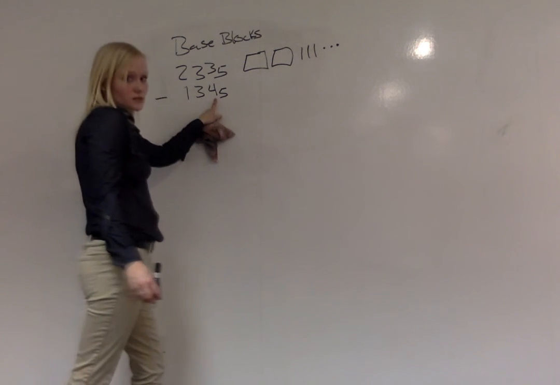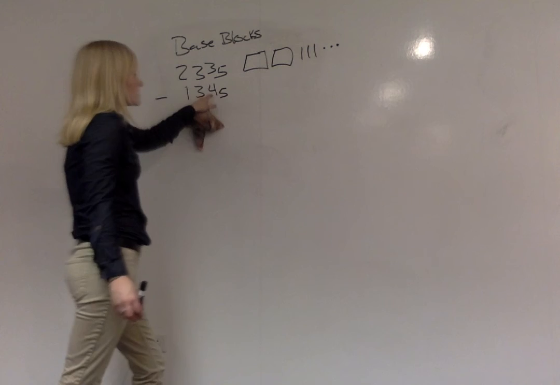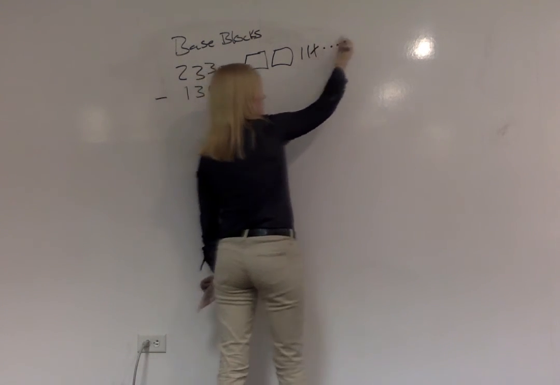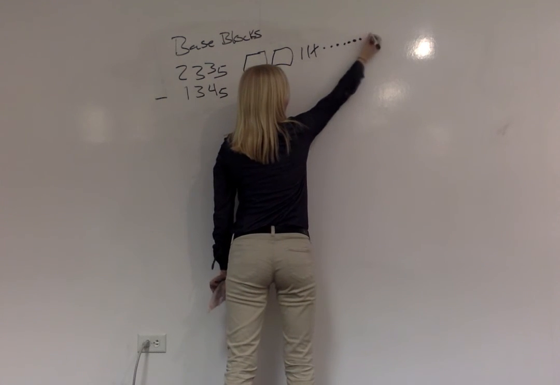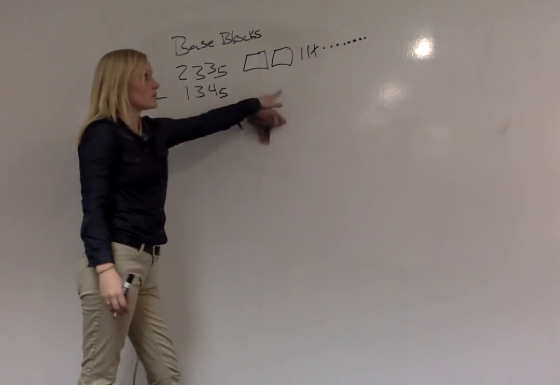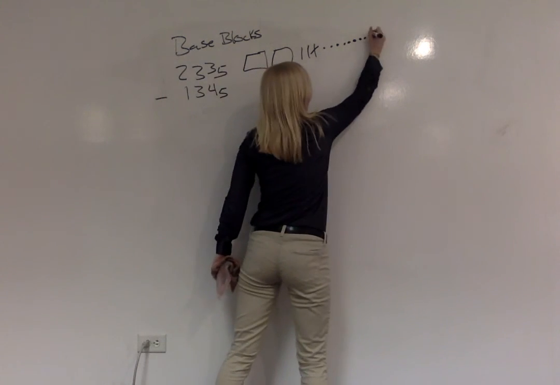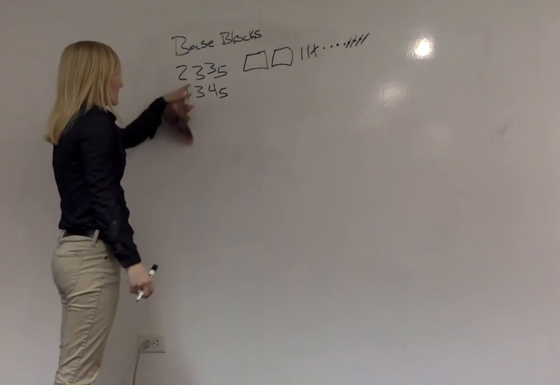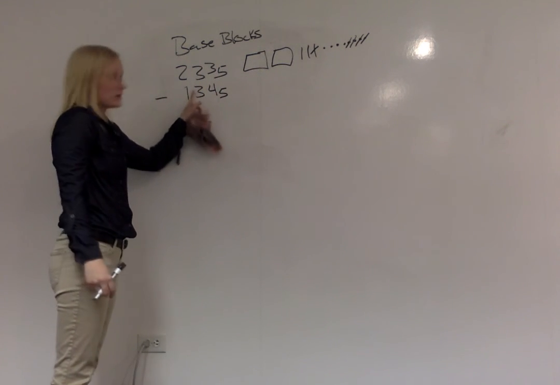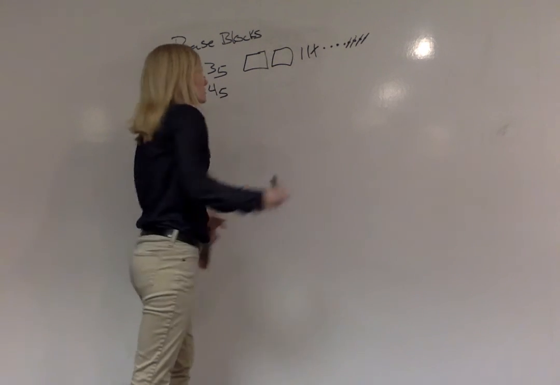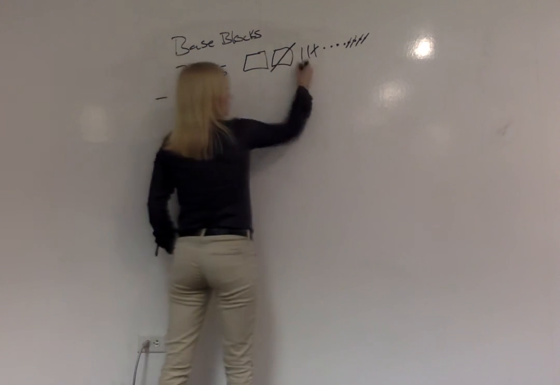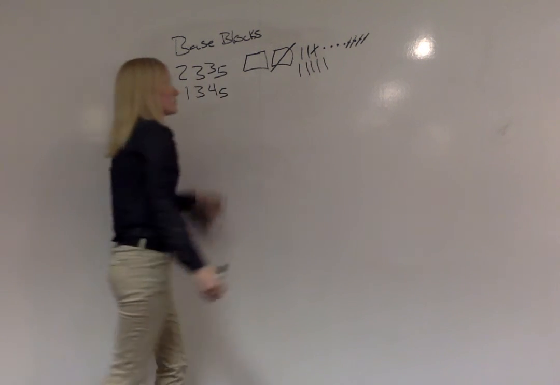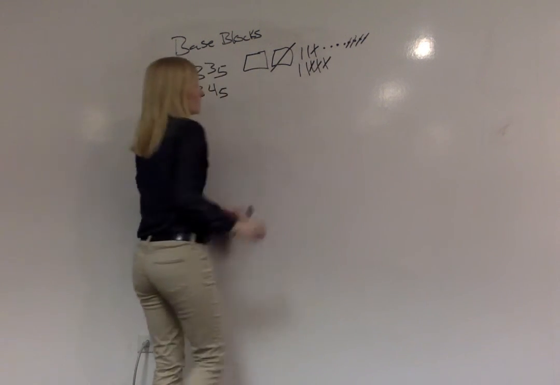So first we'll start with the ones like we normally would. 3 minus 4, well, we only have 3. So we're going to trade a rod for 5 units. Now we have enough units to subtract 4. And we're left with 4 units. Now we need to subtract 3 rods. We don't have 3 rods anymore. So now we're going to have to trade a flat for 5 rods. Now we have enough to subtract 3. And we're left with 4.